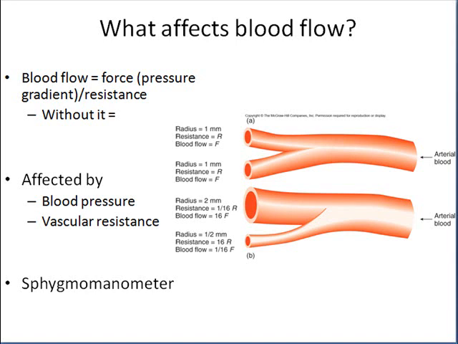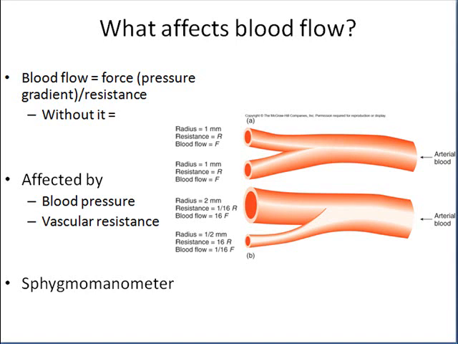Blood flow is basically the amount of force that blood is being pushed at, and you can think of that like the pressure gradient, divided by the amount of resistance that blood is encountering. Another way of saying that is you can determine how fast blood is going to flow by looking at the pressure at which it's being squeezed out of the heart and dividing that by how much friction it's encountering as it tries to move through the blood vessels.